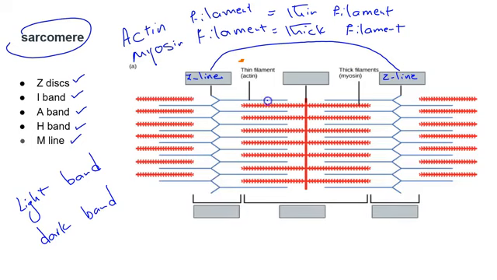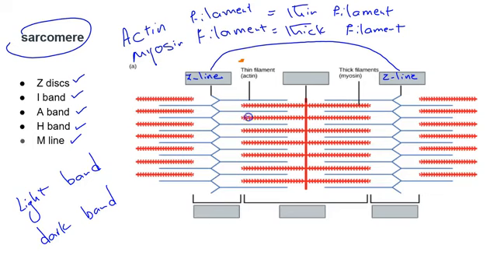And then we have the actin filament or thin filament, as you can see, a thin blue line in this image. The actin filaments are anchored to the Z line. So this is our actin filament.